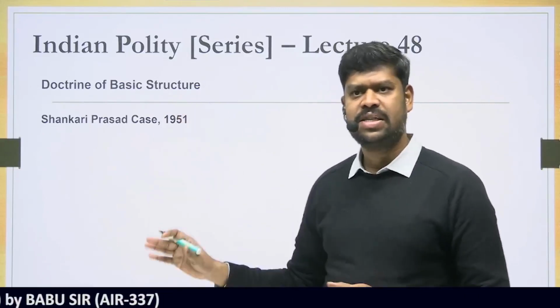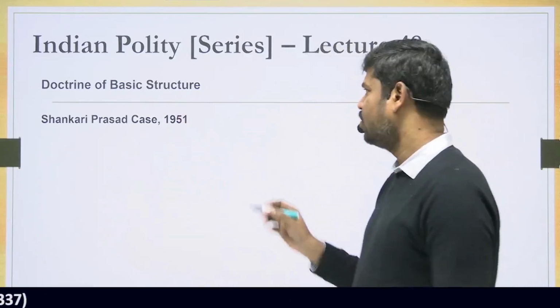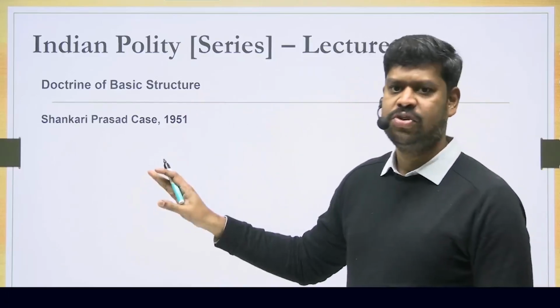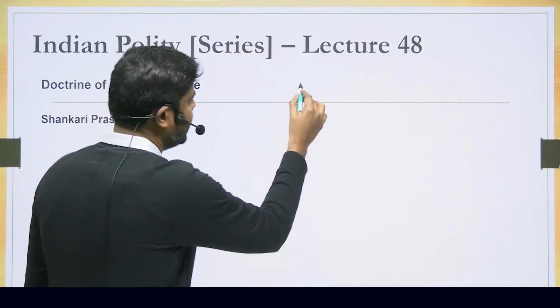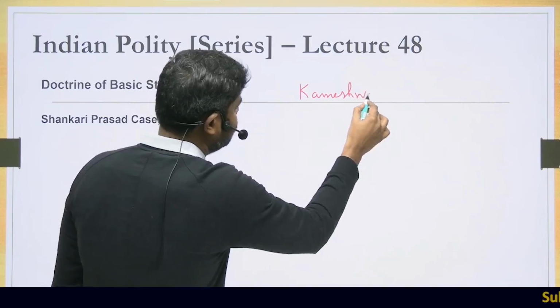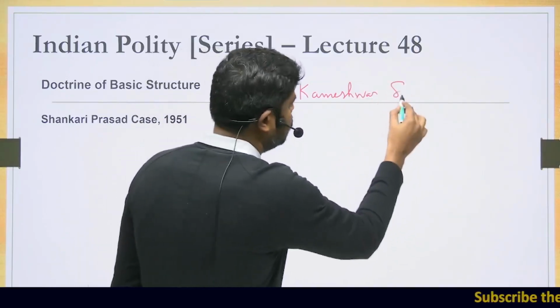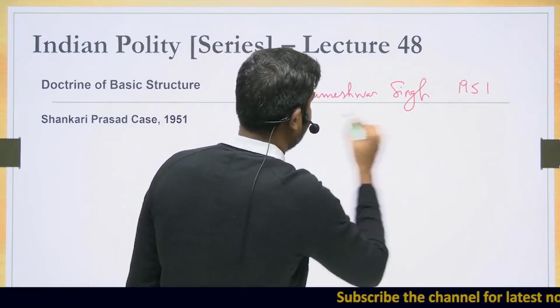Anyway, we'll try to understand how all these things have happened. But for me to understand all those things, first we'll have to go back to what is called the Kameshwar Singh case. So even before I come to the Shankari Prasad case, there was a case called the Kameshwar Singh case. Even in the previous classes, I have discussed this particular case. But for the students who are newly watching this lecture, I'll discuss this Kameshwar Singh case, 1951.